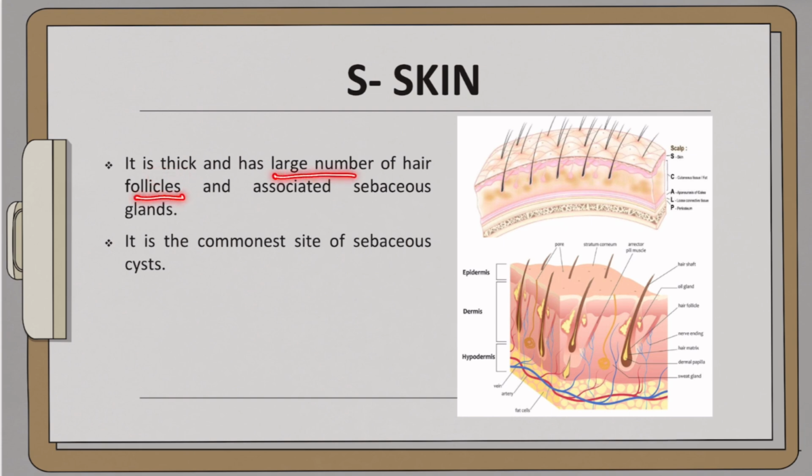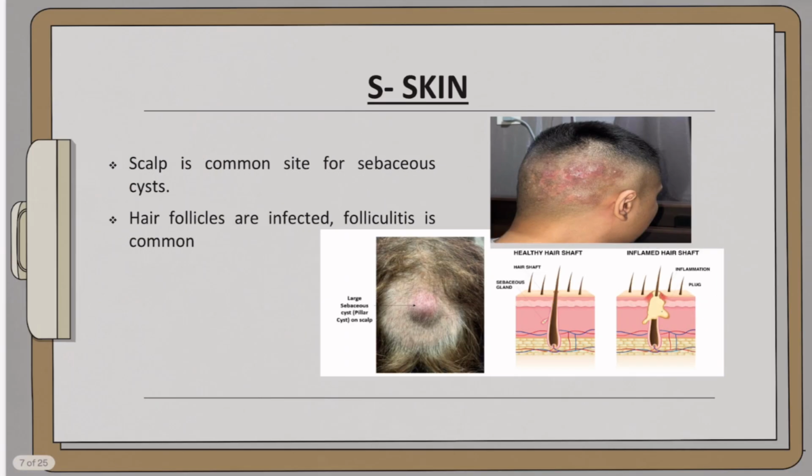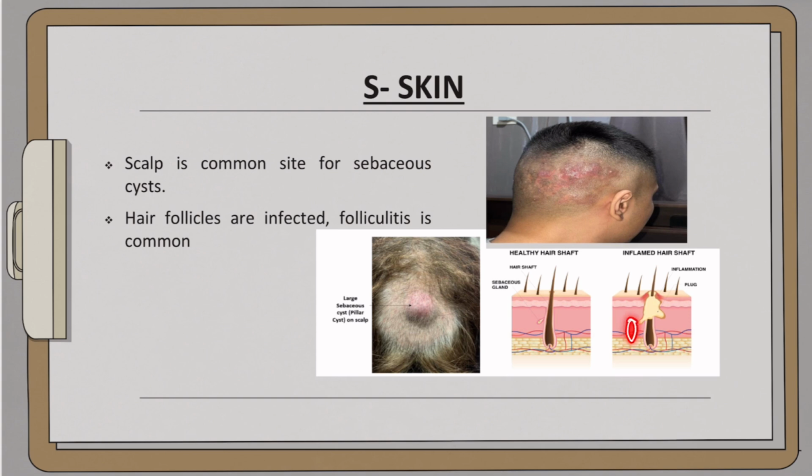a large number of hair follicles. So we can see lots of hair in our scalp, which is also associated with sebaceous glands. You can see the sebaceous glands open into the shaft of the hair. Because of these lots of sebaceous glands, this is a common site of sebaceous cyst. When there is an obstruction in the secretion of the sebaceous gland, it swells up like a bump, which is known as a sebaceous cyst. And if the hair follicles get infected, then there is a problem like folliculitis. So folliculitis and cyst are most common in the scalp area because of the presence of lots of hair and many glands.